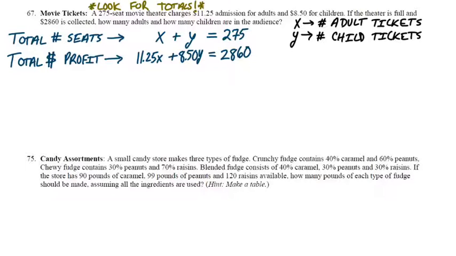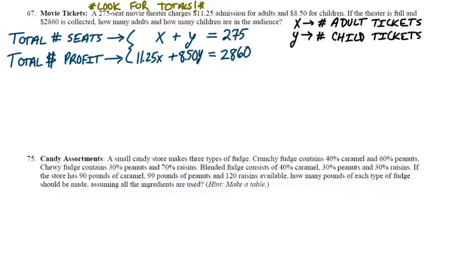All right, there you have it. There's our two equations. Again, look for the totals, right? You identify X and Y being the things that you want to solve for, and then we write our equations in terms of what we know about the totals from the problem. That's the hard part. Now let's get to the easy part.